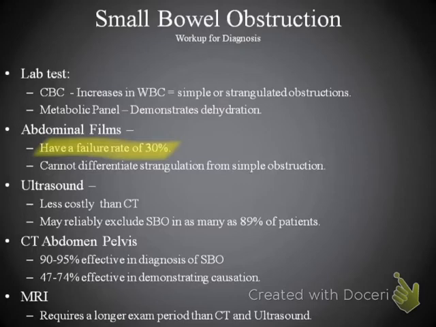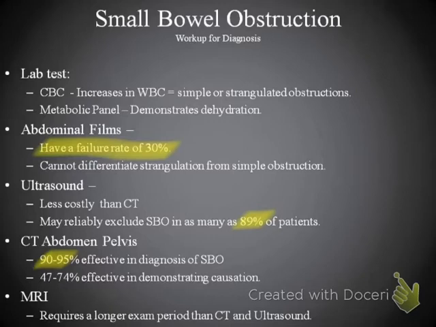Ultrasound, it's less costly than CT and may reliably exclude small bowel obstruction in as many as 89% of the patients. So notice that ultrasound has about an 89% accuracy rate. However, this kind of pales in comparison to CT of the abdomen and pelvis, which has a 90 to 95% effective rate in diagnosis of small bowel obstruction. And so we can see around 90 to 95% of all the small bowel obstructions. So it's very, very indicative of what's going on.